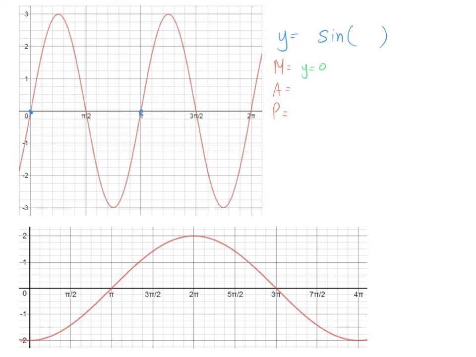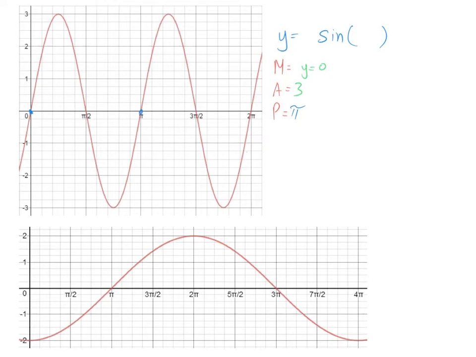Your amplitude, well, you're going up how far and down how far? Hopefully you can see your amplitude is 3. And your period, well, if I went from this dot to this dot and then I recycled again, isn't pi your period?